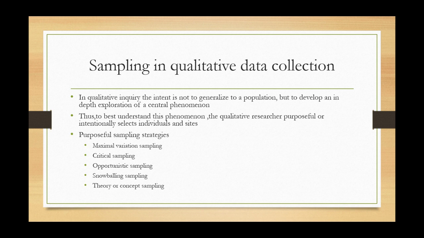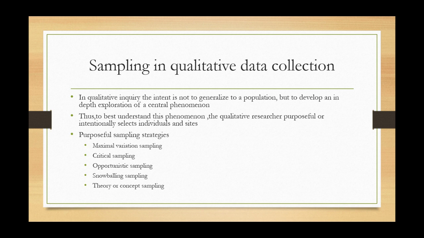Let's now talk about purposive sampling. The term that is used for qualitative research is purposive sampling. In purposive sampling, researchers intentionally select individuals and sites to learn or understand the central phenomenon, so that they can learn or understand it. The standard used in choosing participants and sites is whether they are information rich.